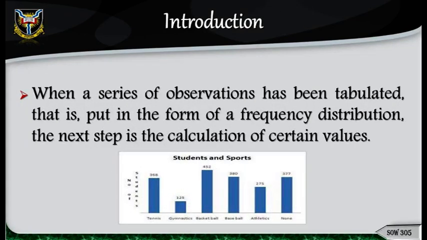Introduction. When a series of observations has been tabulated, that is, put in the form of a frequency distribution, the next step is the calculation of certain values, which may be used as descriptive of the characteristics of that distribution. These values will enable comparison to be made between one series of observations and another.